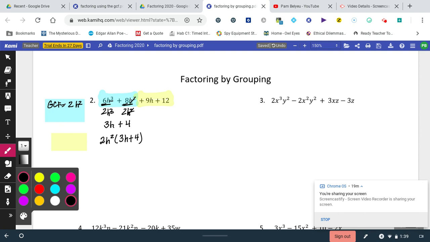Okay, got that done. Now I need to work on the block in yellow. So the GCF, the block in yellow. Well, what do the 9 and the 12 have in common? What's the greatest divisor? Well, that would be a 3. Do they have any variables in common? That would be a no, because this has an h and there is no h there. So all they have in common is a 3. So I'm going to divide each of these pieces by 3.